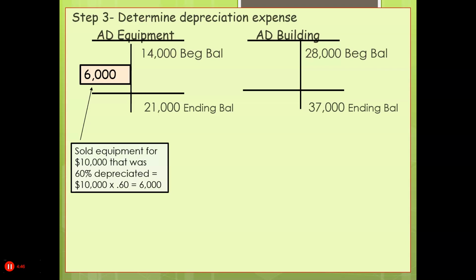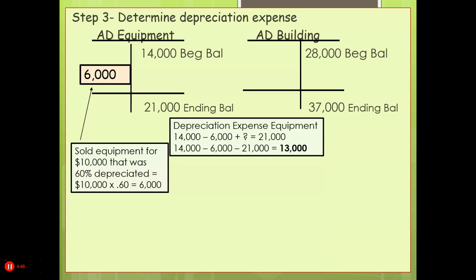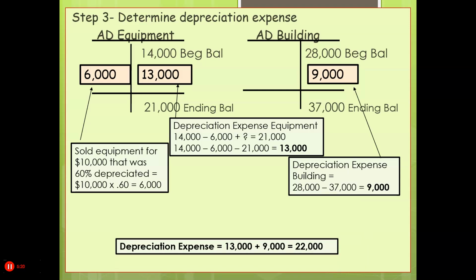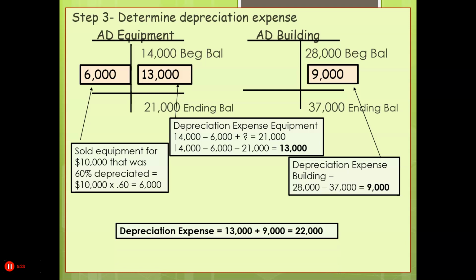So now what we can do is we can work backwards to figure it out. So depreciation expense is going to be the beginning balance minus the $6,000 plus some number equals an ending balance of $21,000. So depreciation expense for equipment is going to be $13,000. Since there was no activity with building, we know the only thing that happened there was depreciation expense. So the difference there would have been $9,000. So now we have our total depreciation expense, which we need for our operating activities.